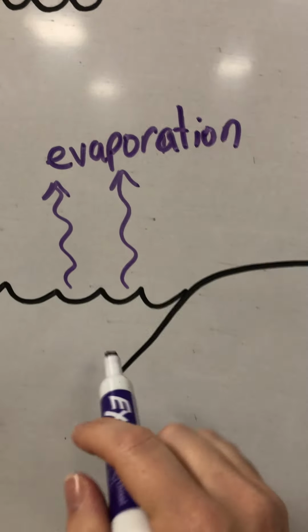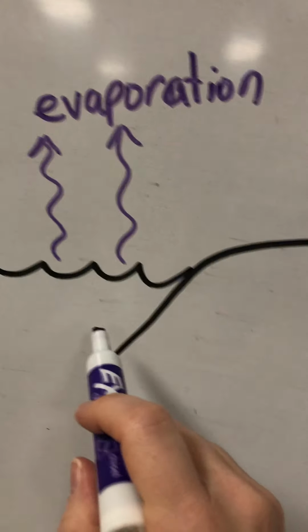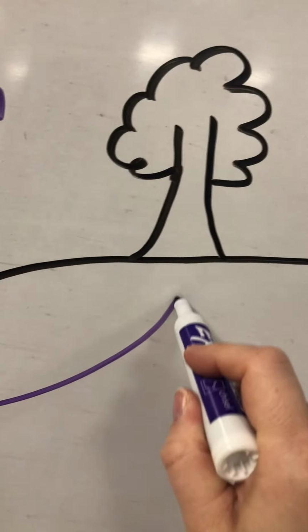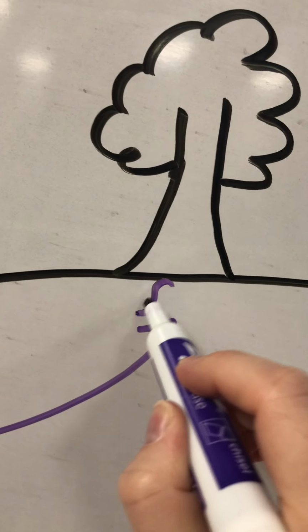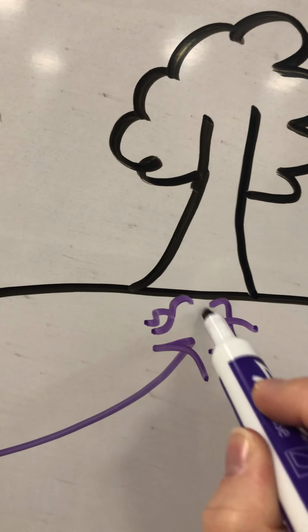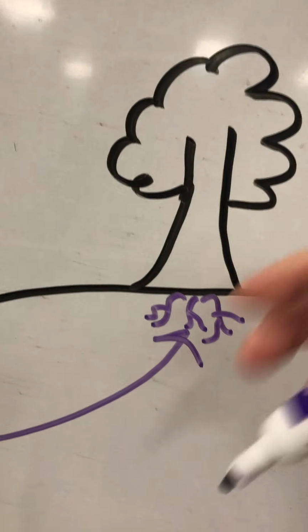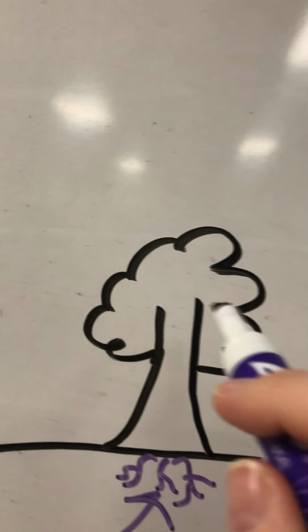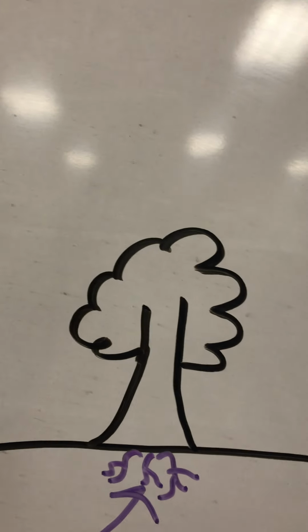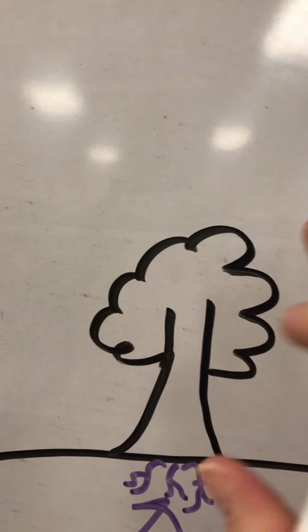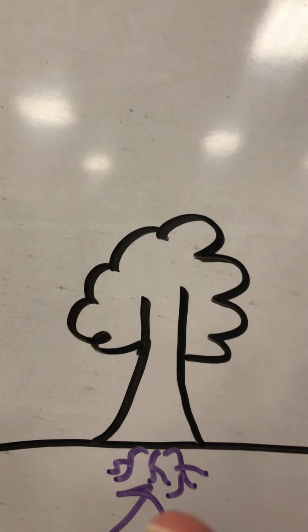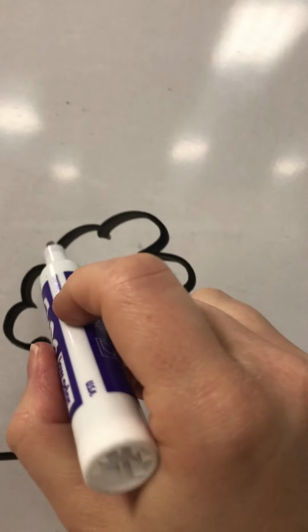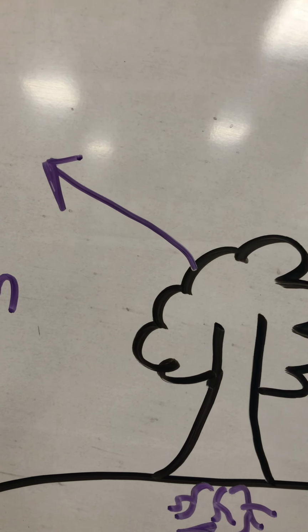Now, some of the water won't turn back into a gas. I didn't draw any roots here. These are the roots to this tree. Some of the water will get pulled into different plants' roots. So that's an option there too. Once it's in the plant, and this is your new word, whether it's a tree or grass or flower or whatever, plants will lose water through their leaves.